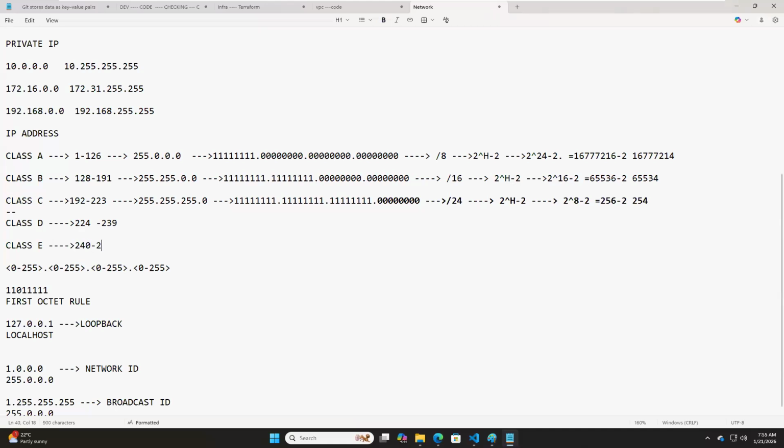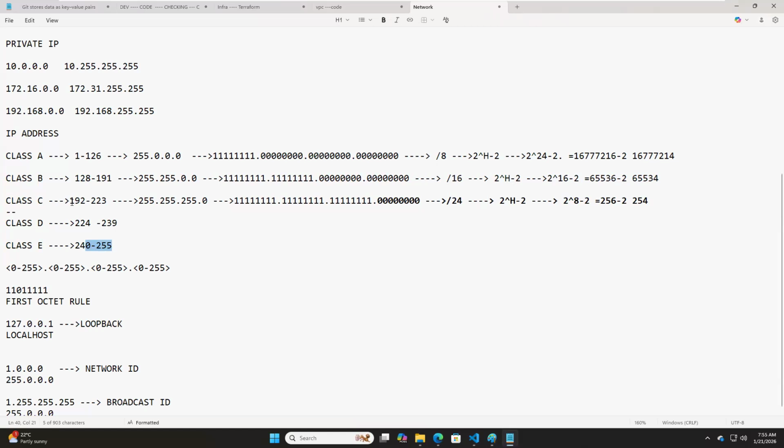So the total numbers are covered. I said that in the first octet there will be 0 to 255. If you see, 0 means it belongs to the internet. So 1 to 255 is covered. Finished. So this is about your classes.